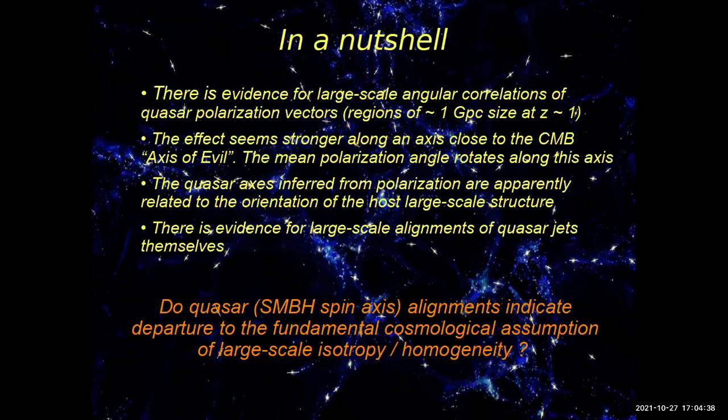So to conclude, we find that there are several pieces of evidence for large-scale alignment of quasar polarization vectors, from radio observation and from optical observation, with very big sizes. The effect seems stronger along an axis which is close to the CMB axis of Hubble and the dipole. An interesting observation is that the mean polarization angle rotates along this axis. Apparently, the quasar axes themselves are coherently oriented on large scale.